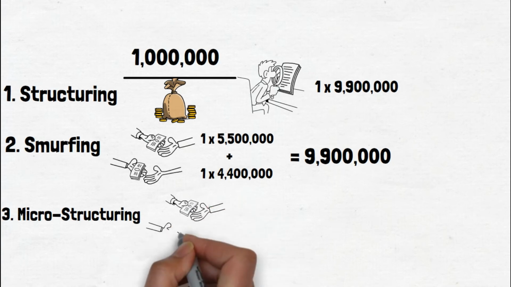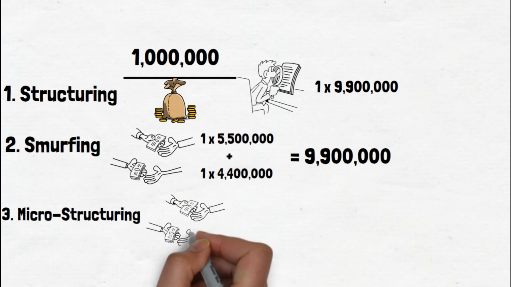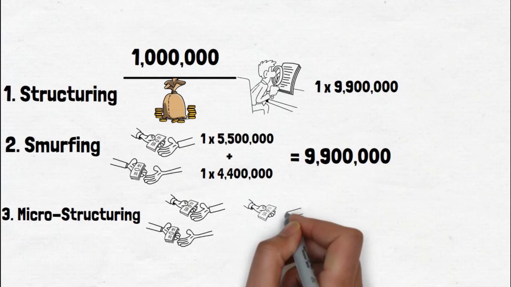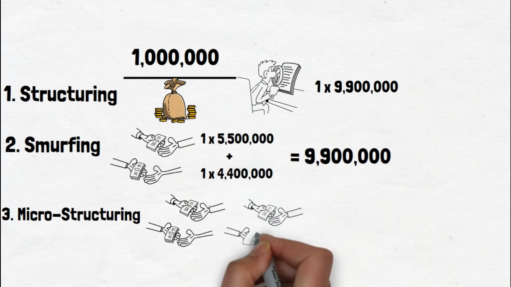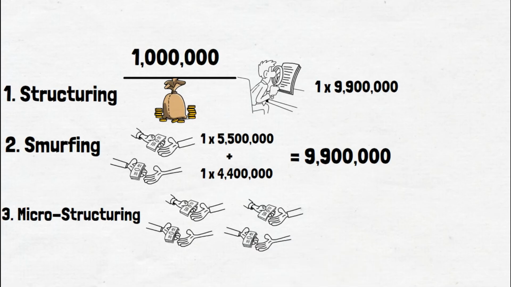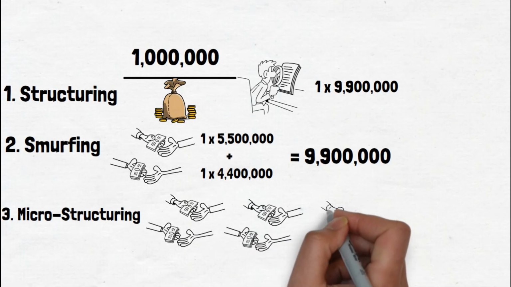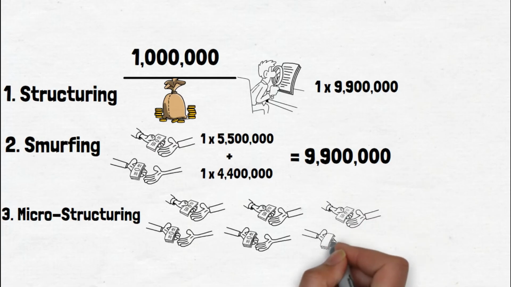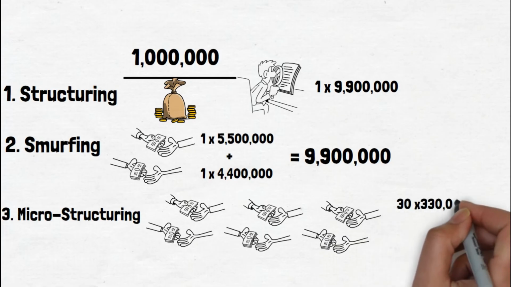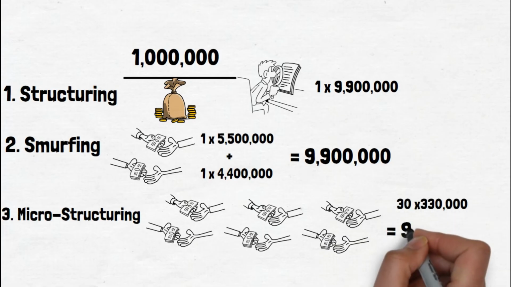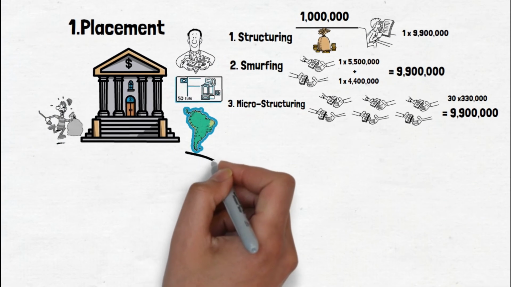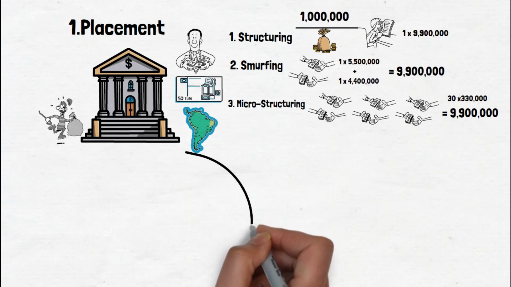Criminals can make smurfing more complicated with the help of a technique called microstructuring. In microstructuring, criminals break a large transaction into tiny amounts and then use various persons to make deposits into financial institutions. Now Mr. Bad Guy will employ 30 henchmen to deposit 330,000 in the same account through various branches. Again, the amount is equal to 9,900,000, which is just below the threshold amount of 1 million.